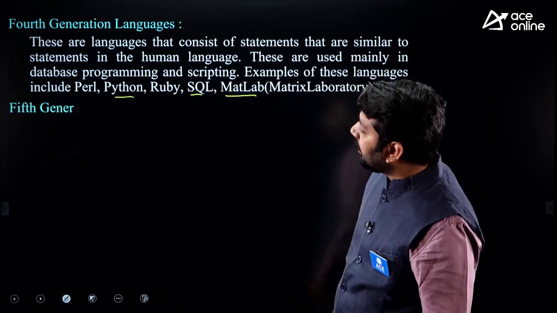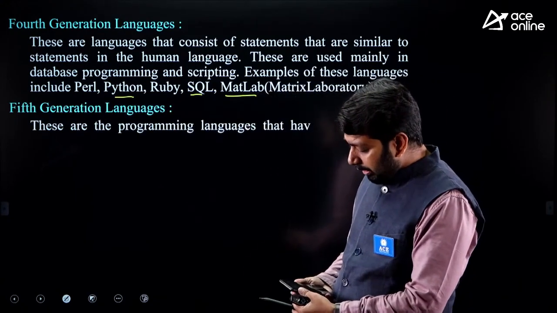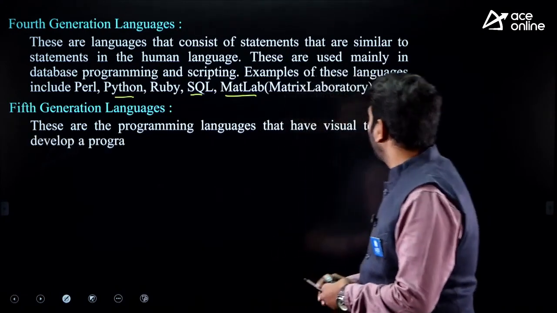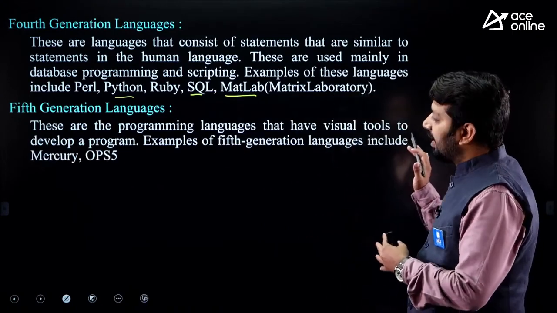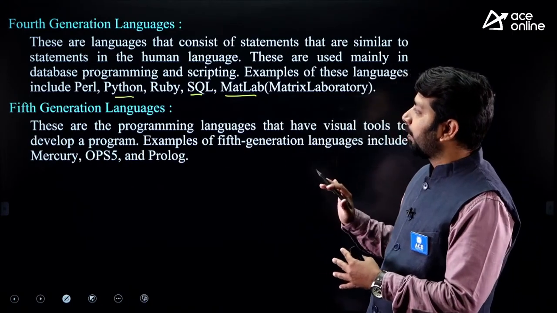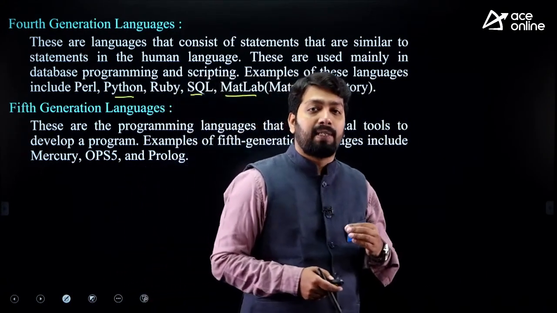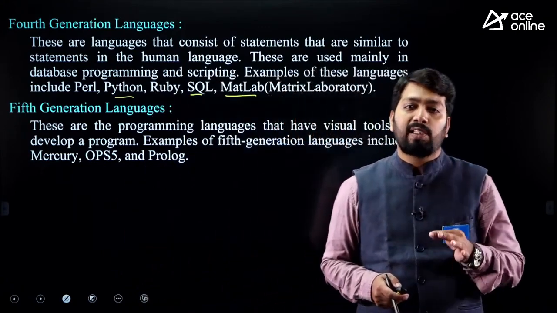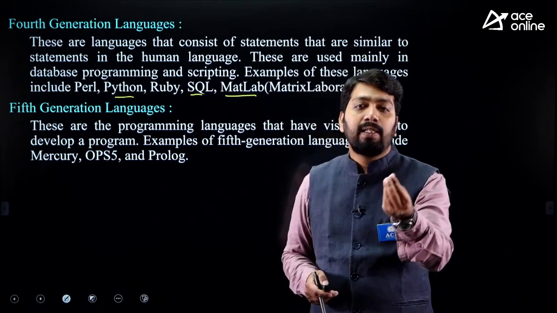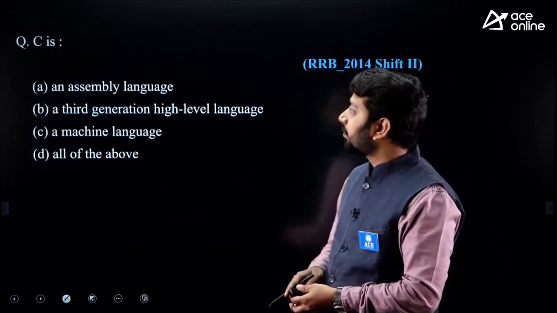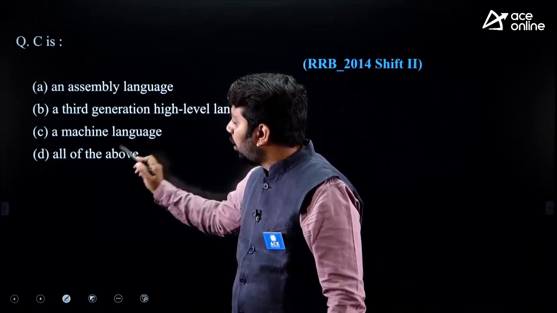Fine. Next is fifth generation language. What is fifth generation language? Fifth generation languages are the languages that have visual tools to develop a program. Examples of fifth generation language include Mercury, OPS and Prolog. Fine. But guys, I have seen the previous year question papers and most of the time they are only going to ask you about third generation programming language, which means they will ask you which generation C belongs to. Fine.